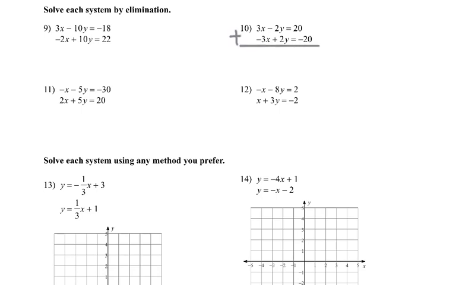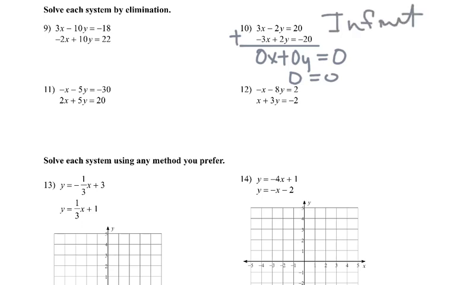Positive 3 and a negative 3, so we're going to add. That would give us 0x. Negative 2y, positive 2y would give us a 0y. Positive 20 plus a negative 20 would be a 0. So we have 0 equals 0. Again, this is infinite solutions, because we got rid of our variables, but it's true. Okay, number 11.